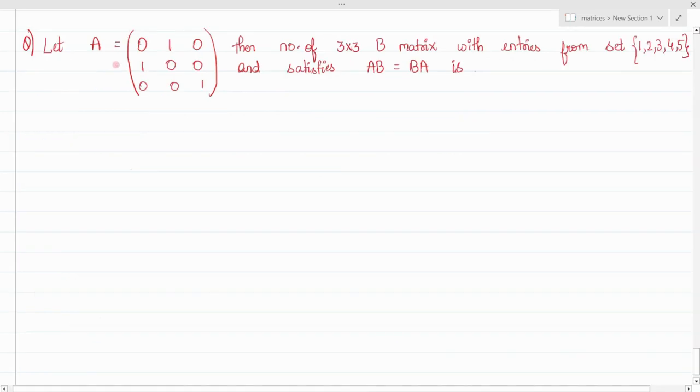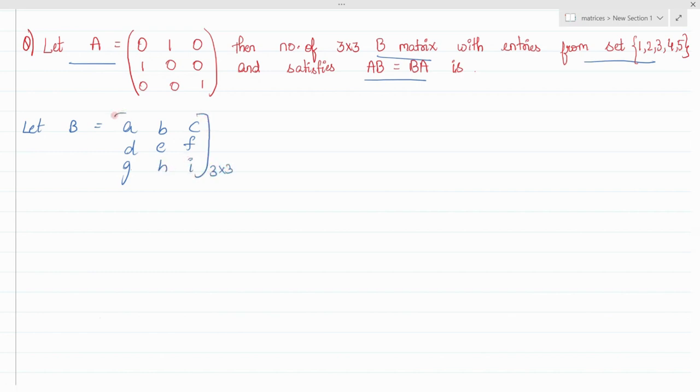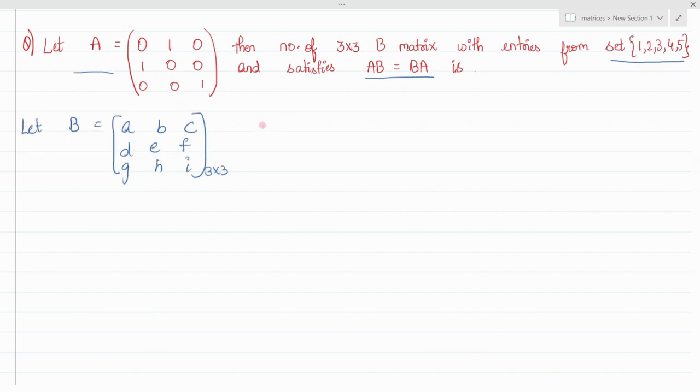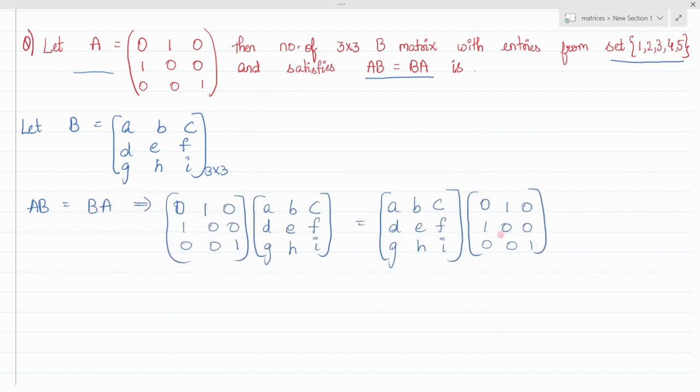In this question, matrix A is given. We need to find the number of B matrices with entries from this set, and which also satisfy the condition AB equal to B. So before that, let's assume the B matrix as a, b, c, d, e, f, and g, h, i of order 3 cross 3. Let's use the condition given, which is AB is equal to BA. So now just multiply and equate.